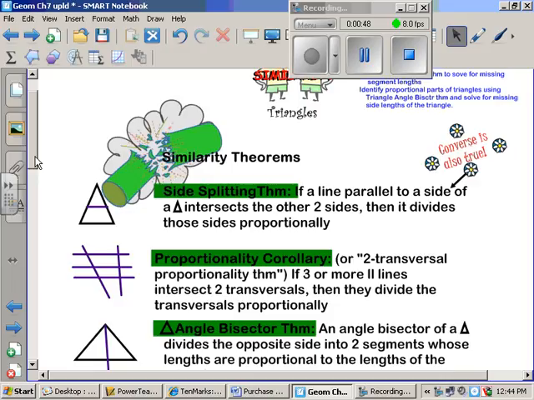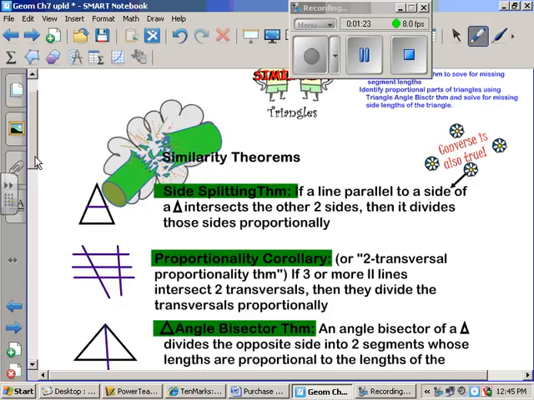All right. So the side-splitting theorem says if a line that's parallel to a side cuts through the other two sides, or splits the other two sides into two pieces, those two pieces are in the same proportion. Okay? So the most famous one, the one we just used, is the mid-segment theorem. That has the same proportion, 1 to 1. Like if this is 5, this would be 5. If this is 4, this would be 4 because it's a midpoint.